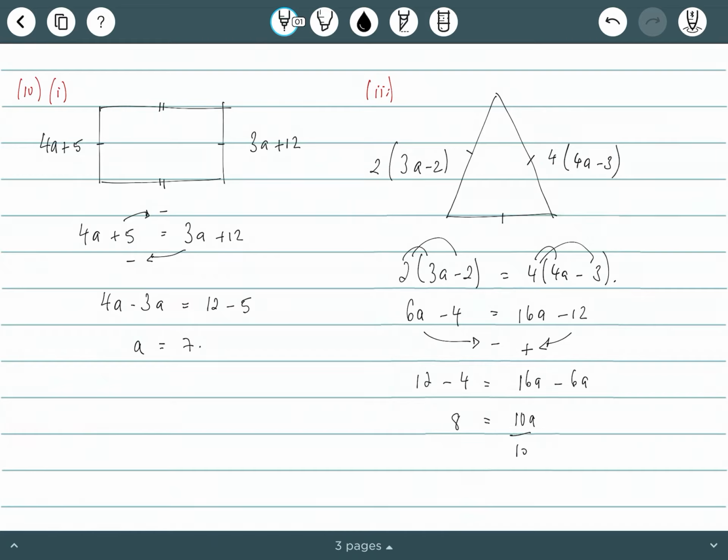Divide both sides by 10. Okay, and we get 8 tenths or 0.8 or whatever you want to write it as. I'll leave it as 8 tenths, it's fine. Okay, is equal to a. Alright, unusual that they gave us a fraction here.